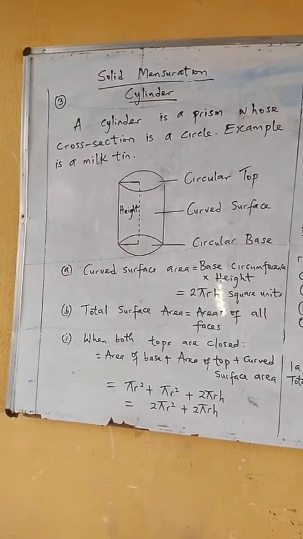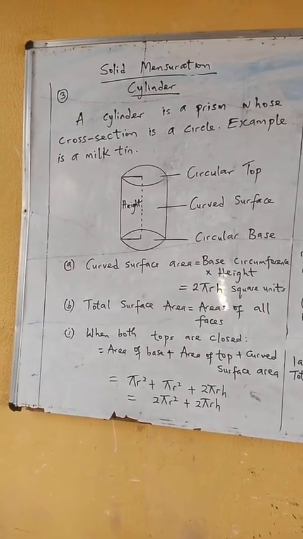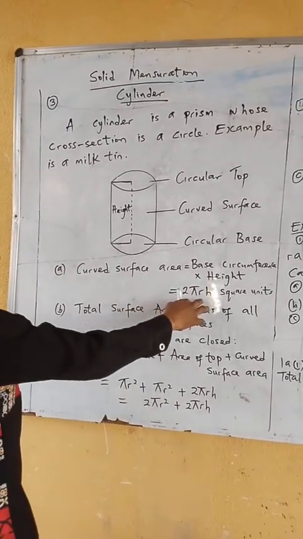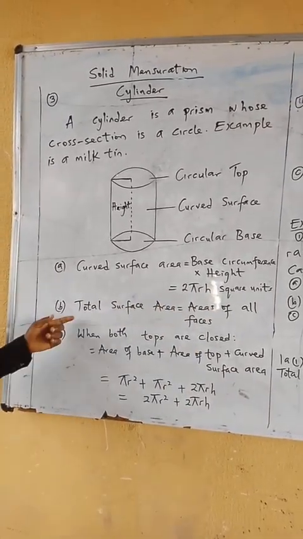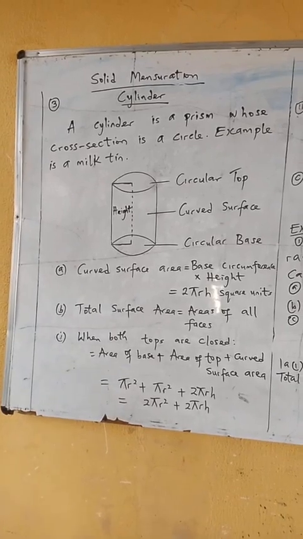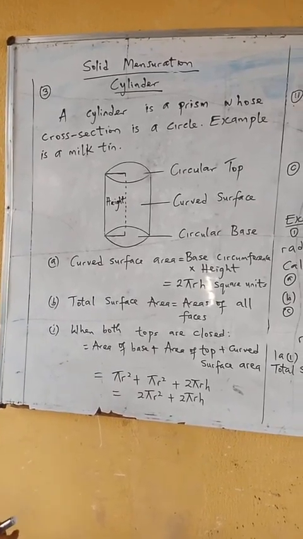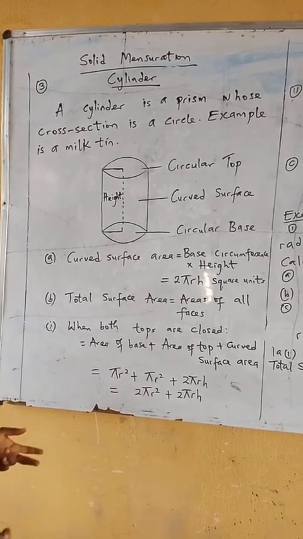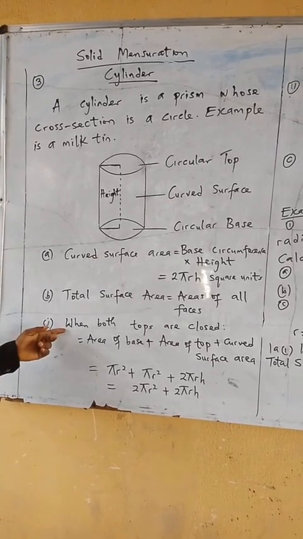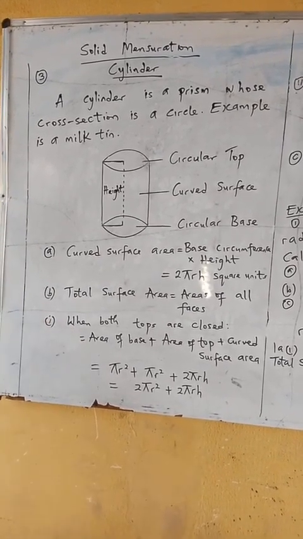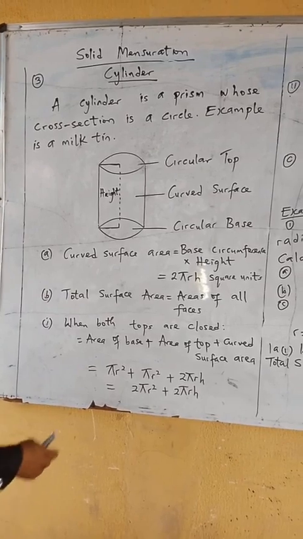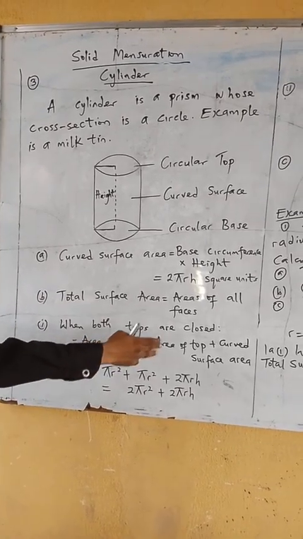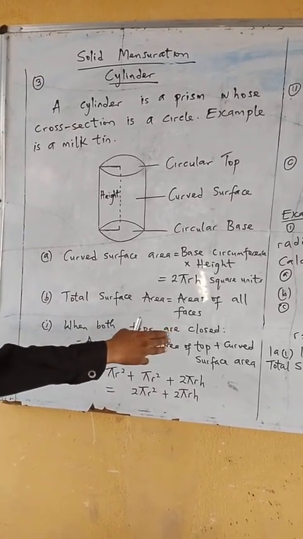So the formula for curved surface area is base circumference times height, which is 2 pi r h. And the total surface area is the area of all faces, but it is of two ways. The first condition is when both tops are closed. The formula for total surface area will be area of base plus area of top plus curved surface area.